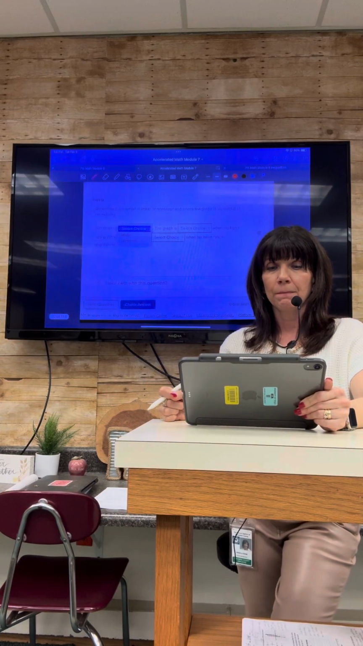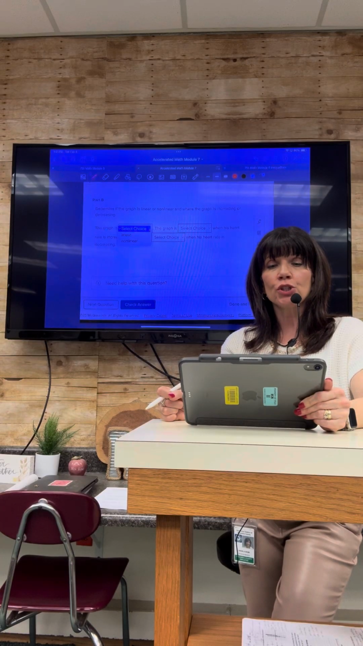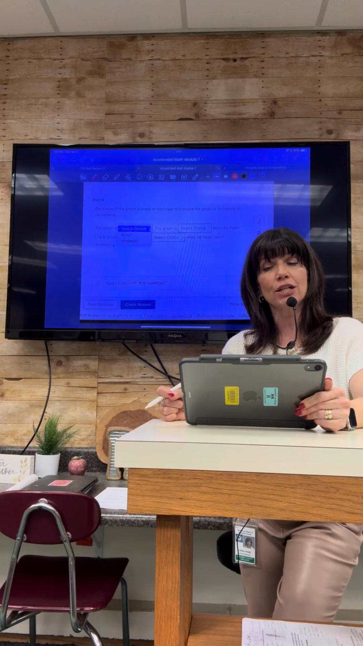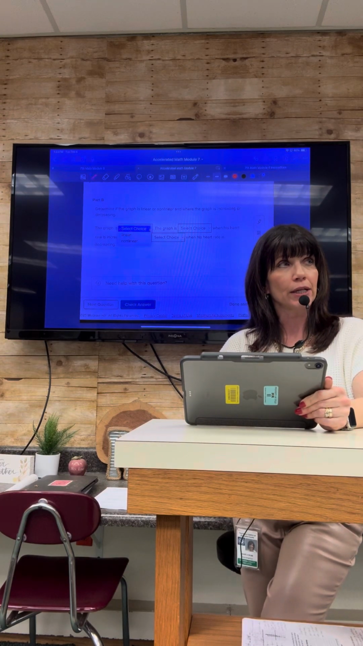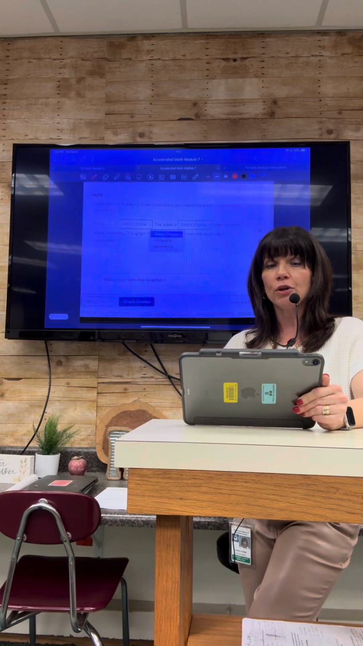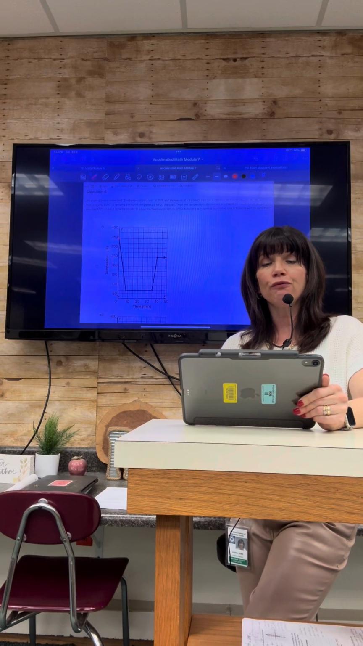Okay. Let's look at part B. Determine if the graph is linear or nonlinear and where the graph is increasing or decreasing. Guys, I feel like you can determine that on your own later based on what we've already learned. Do we agree? Okay, we're moving on to item 4.